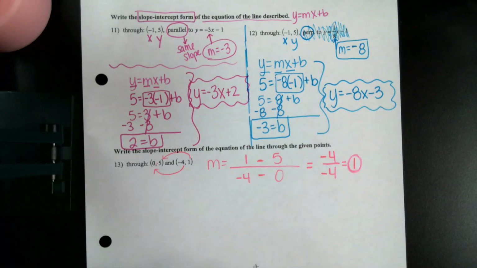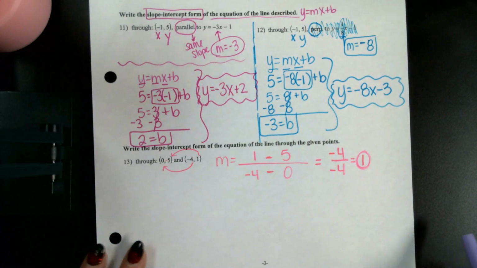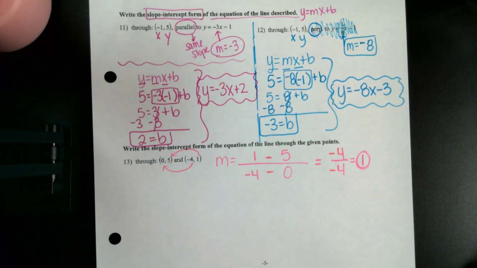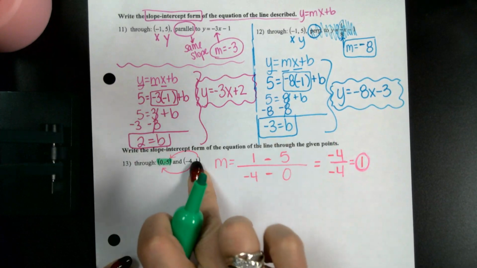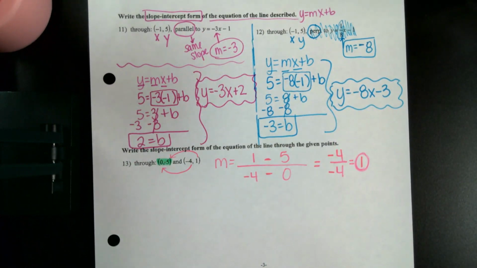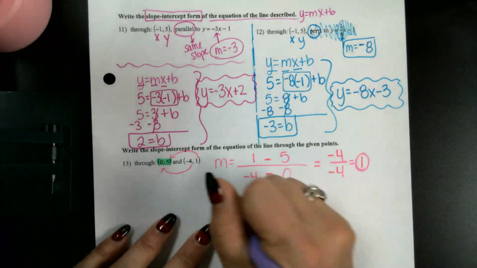Now, you guys have to pick an ordered pair. Do we all have to use the same ordered pair? No. You can use either the 0, 5 or the -4, 1. I'm always going to choose the one that has a 0 if that's an option, because it's just easier to plug in.